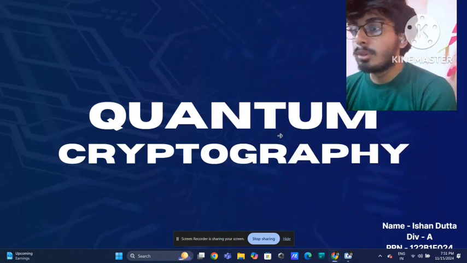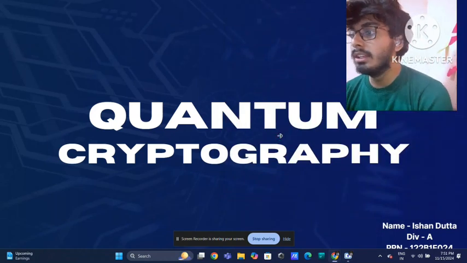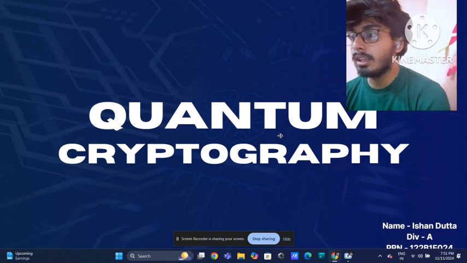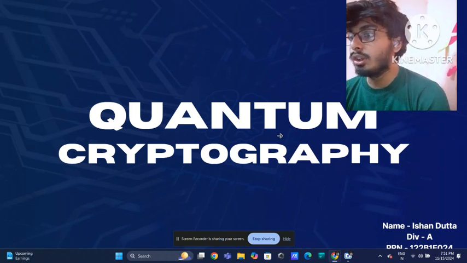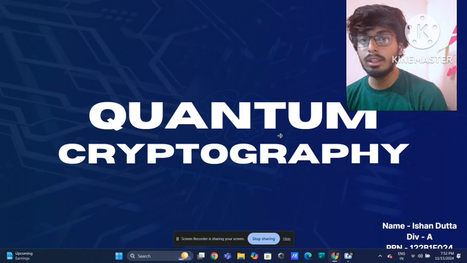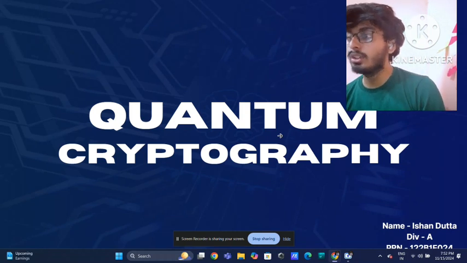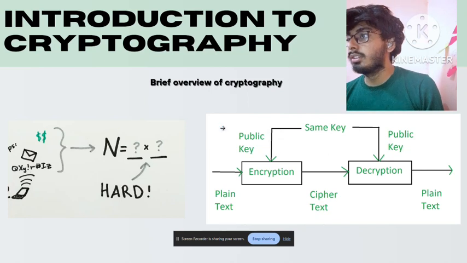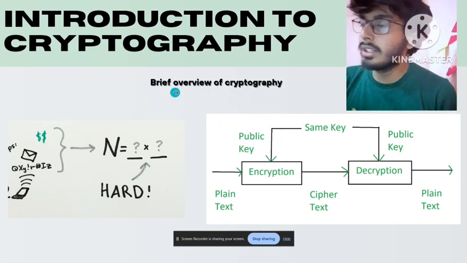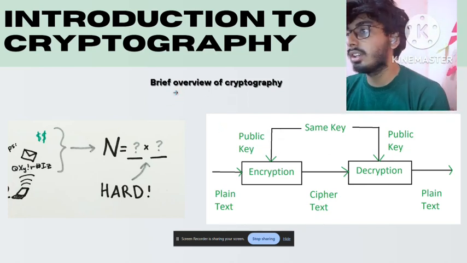My topic is quantum cryptography, and in this topic we will be studying the classical cryptography method and quantum cryptography, and also we will be seeing a case study which tells about the threats to quantum cryptography. So let's study about the classical and quantum. So let's begin. First is introduction to cryptography, which is basically classical cryptography.